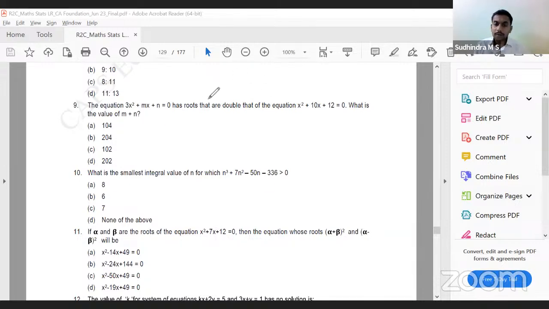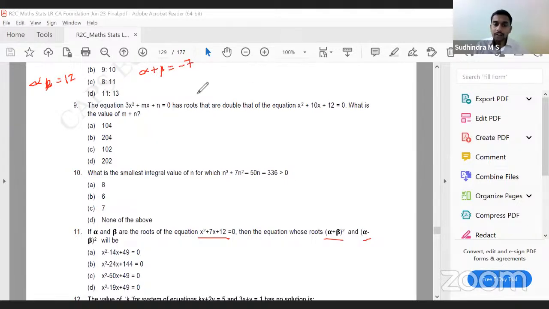So if we want alpha plus beta square and alpha minus beta square, we have to calculate sum of the roots and product of the roots. For that, we have to know alpha plus beta square and alpha minus beta square. If this is the equation with alpha and beta as the roots, sum of the roots, alpha plus beta, will be -7. Product of the roots, alpha into beta, will be 12. Minus b by a and c by a, the formulas. So alpha plus beta is -7, alpha beta is 12.